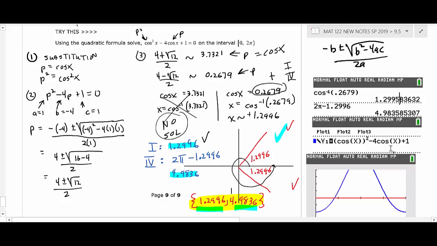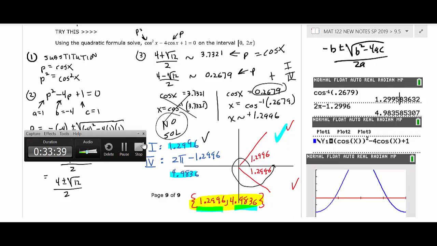You've got to kind of categorize the different types of problems you do. There's a lot going on and a lot to learn here. This kind of teaches you how to do all of the different varieties of trig equation.